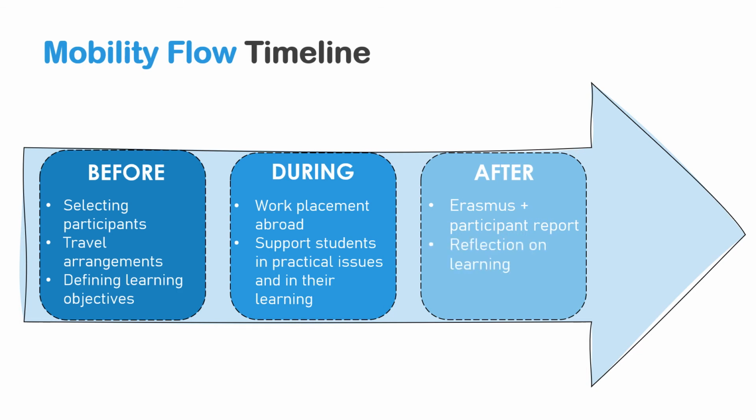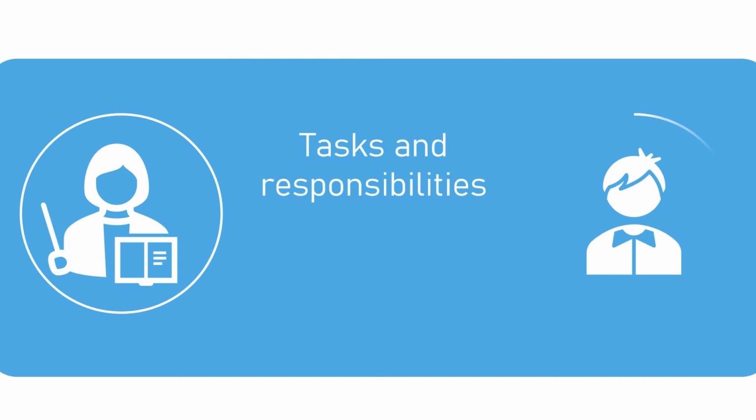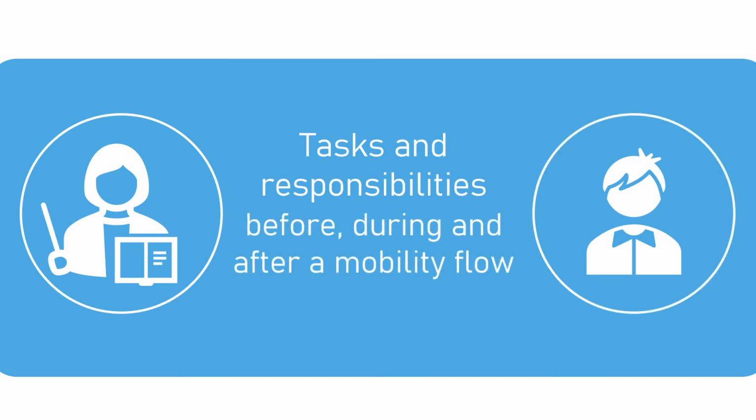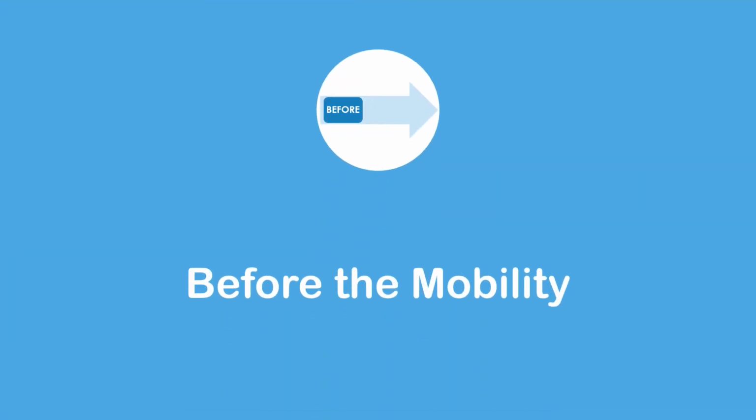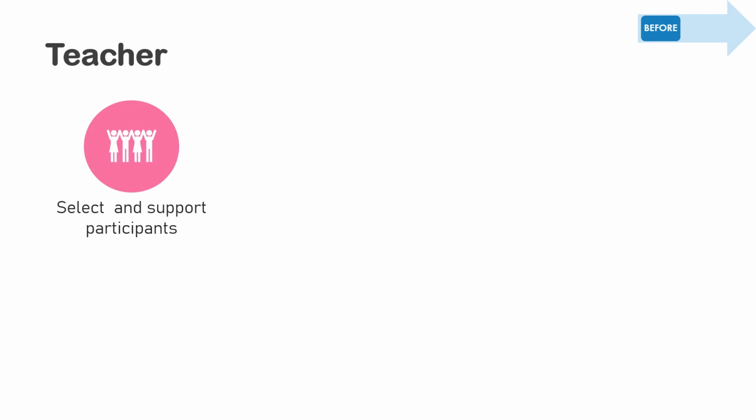In this last part of the course, we will look at the tasks and responsibilities of you as a teacher and of the students in relation to the 3 different stages of a mobility flow: before, during, and after. Before the mobility, you as a teacher should be involved with selecting suitable students and supporting them to define their learning goals, helping them with practical arrangements, and if the students are underage, ensuring that they provide proof of family acceptance for participation.